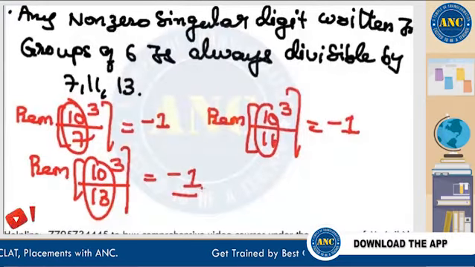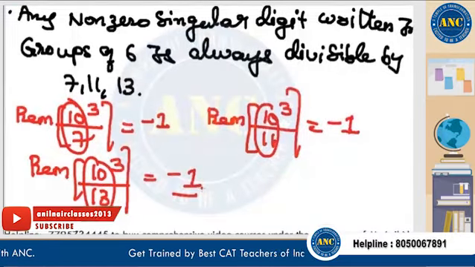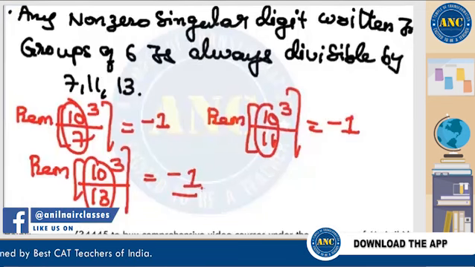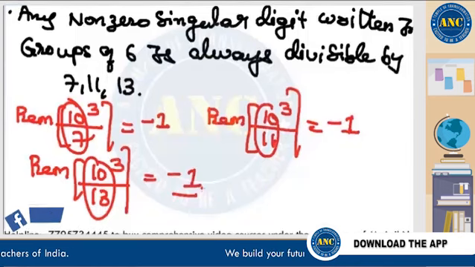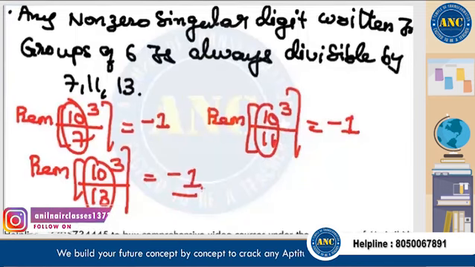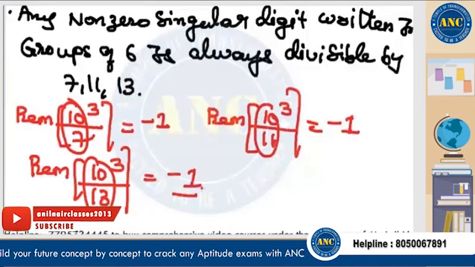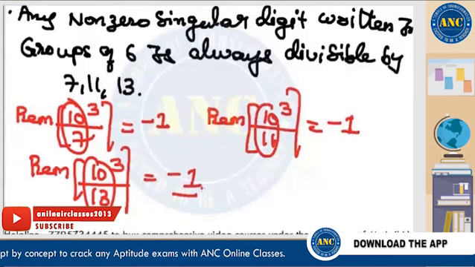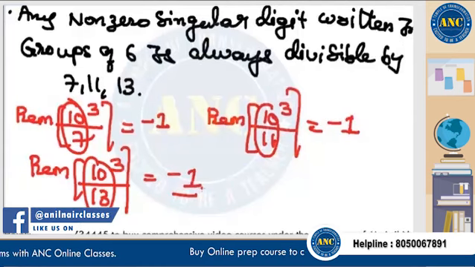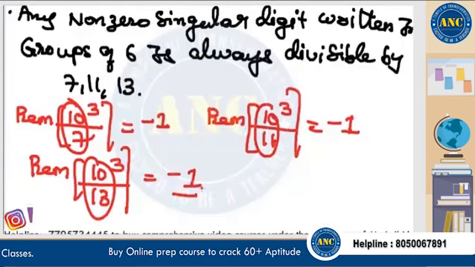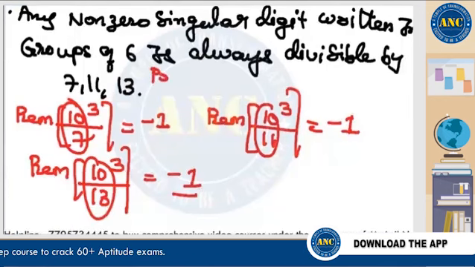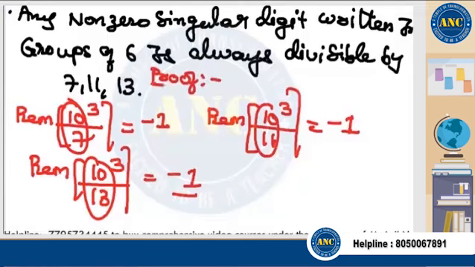10 power 3 divided by 7: 7 ones are 7, remainder 3, 3 cubed is 27, 7 fours are 28, minus 1. Divided by 11: 11 ones are 11, negative remainder minus 1, minus 1 cubed is minus 1. Divided by 13: 13 ones are 13, negative remainder minus 3, minus 3 cubed is minus 27, 13 minus 2s are minus 26, minus 1. Write down the first problem. This is the proof.